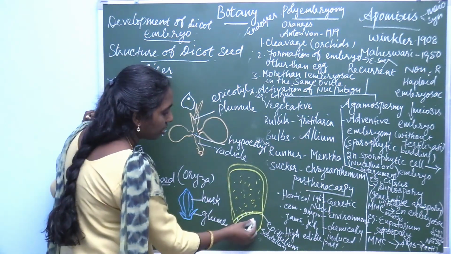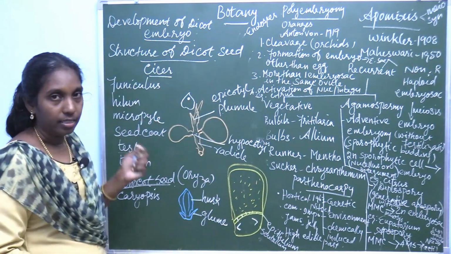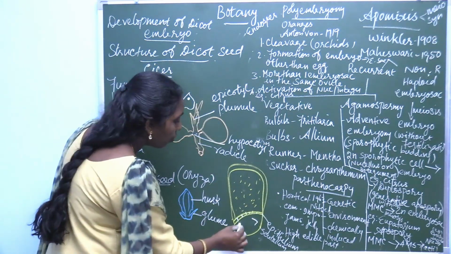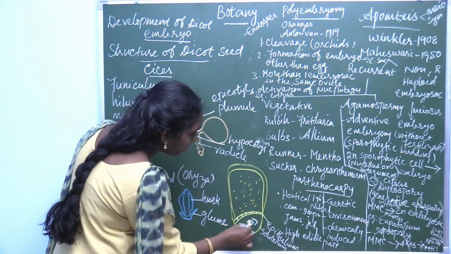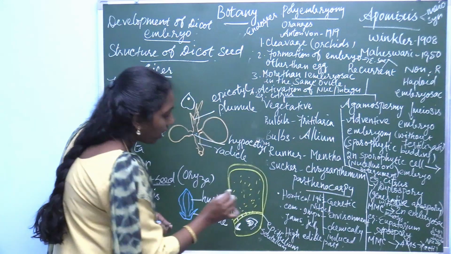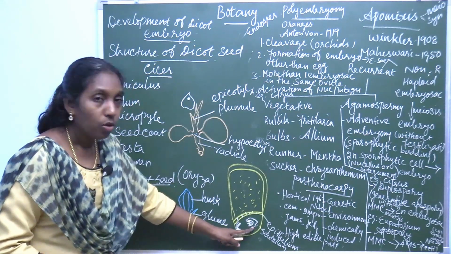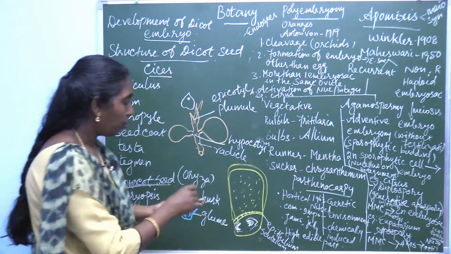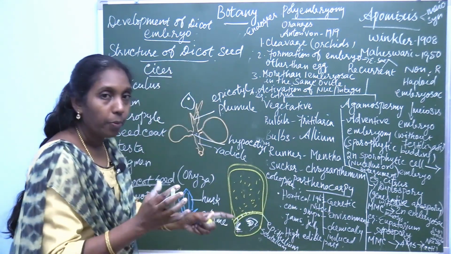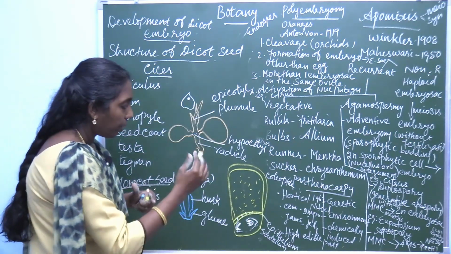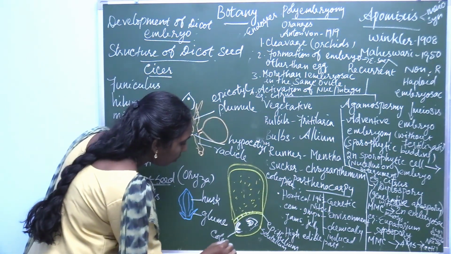And the short axis which is present forms the plumule and the radicle. The radicle is covered by the root cap, and the plumule is covered by coleoptile. The root part, the root cap along with the radicle, is enclosed by the coleorhiza.